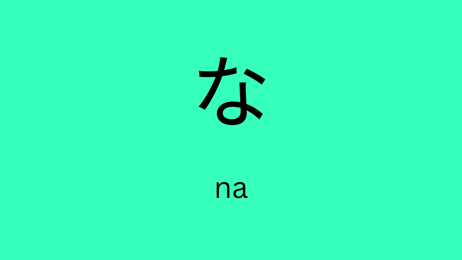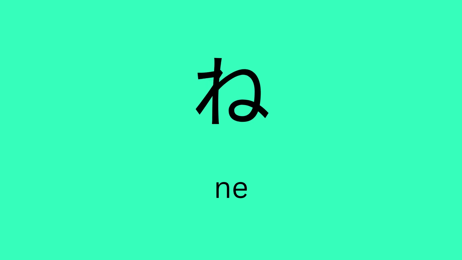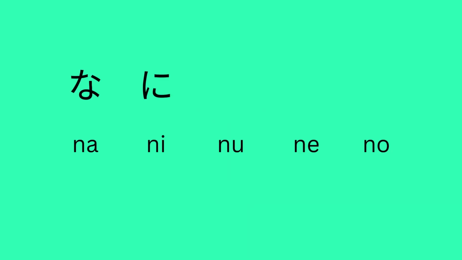The N row characters are Na, Ni, Nu, Ne, No. This is Na. This is Ni. This is Nu. This is Ne. And this is No. Na, Ni, Nu, Ne, No.